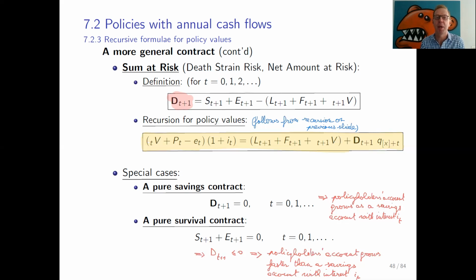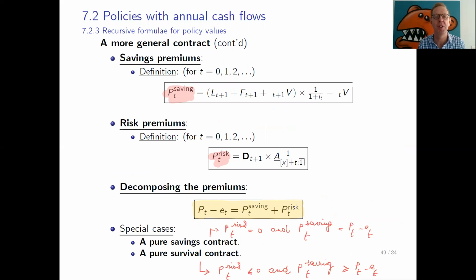Why is that? Because it's a pure survival contract, there are no death benefits, so everybody pays premiums, but the people who die on the way during the premium payment period, they don't receive anything. So that's the reason why a pure survival contract accumulates, grows faster than with the interest IT.